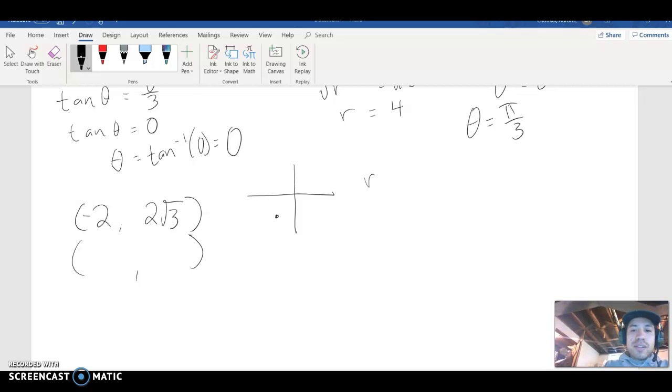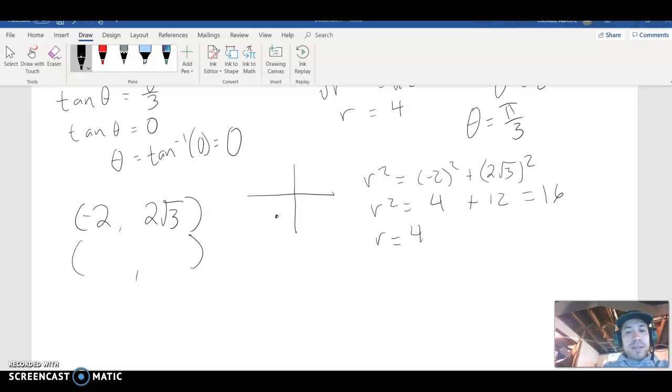So our r value, or r squared, is equal to -2 squared plus 2 radical 3 squared, which is 4 plus 12 again. So it looks like our r value, which makes sense, is going to be the same, right? I didn't change any of these quantities. What changed was, well, how far did we rotate?